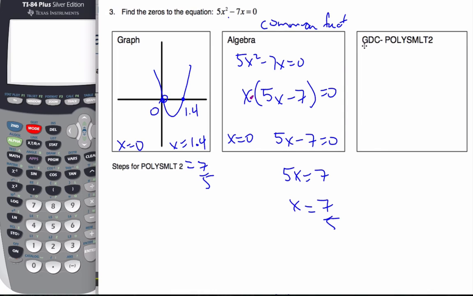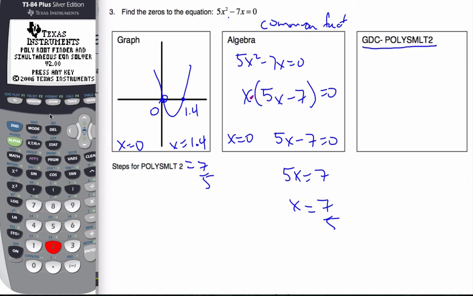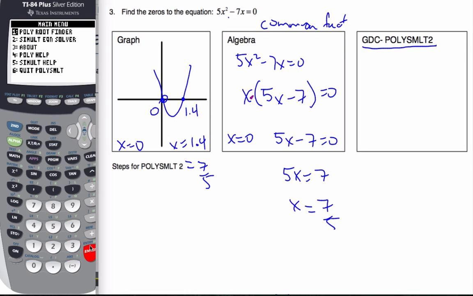And then finally, there's a new app I'm going to show you. I'm going to use Polysimultaneous 2 on my GDC. If I go to my calculator, and if I go to apps, there's an app on your calculator called Polysimultaneous 2. Now, you may have more apps. You might have to scroll up and down your lists to find them, but you're looking for Polysimultaneous 2. So I'm going to start on that, and it says press any key. So I'm going to hit any key.